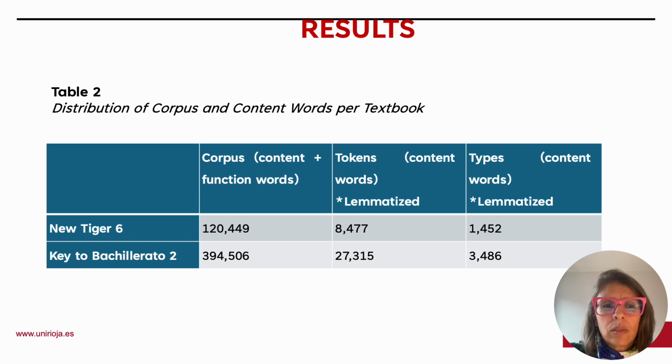Well, regarding our results, Table 2 reveals the distribution of corpus and content words per textbook. As you can see in the table, we can find the figures concerning the general content and function words per textbook, and also the lemmatized tokens and types. As we can see, the figures show that Key to Bachillerato 2, the 12th grade textbook, has a higher amount of words than the New Tiger 6 textbook, the children's textbook, because of the grade level and age, it tends to differ.